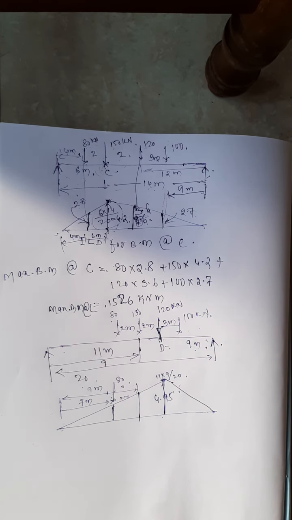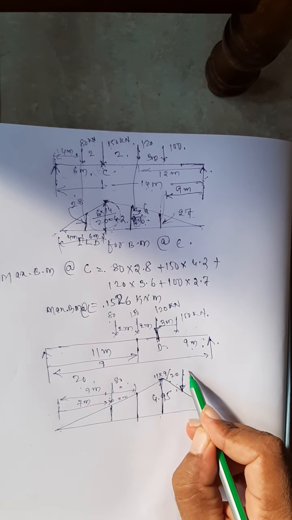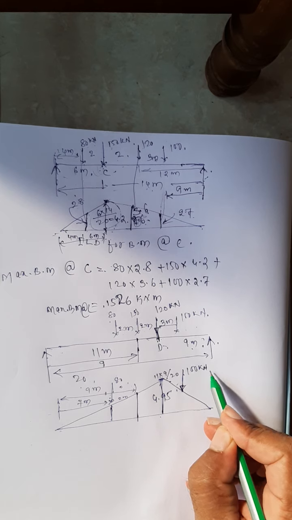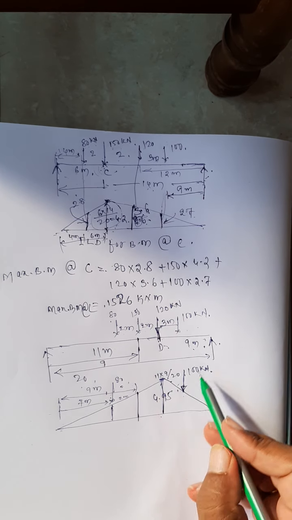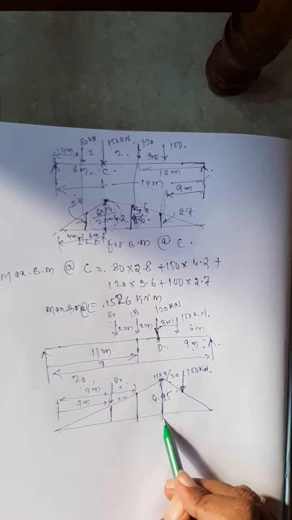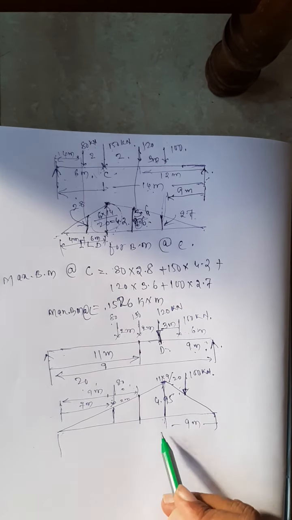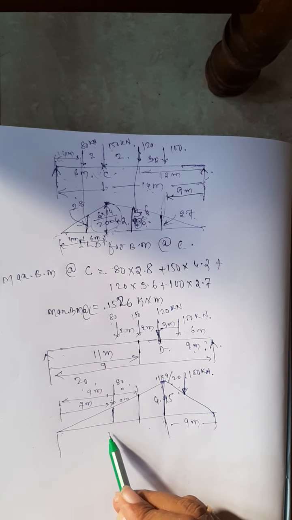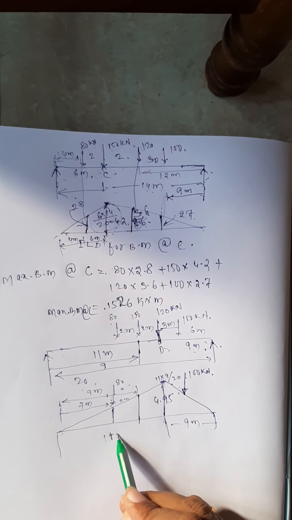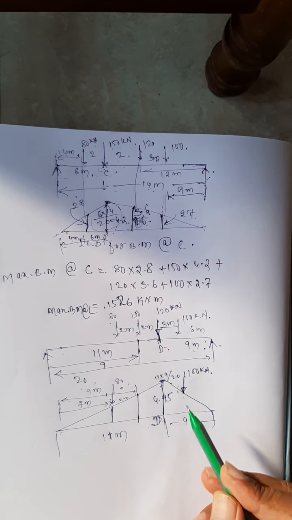Now one more load is 100 kilonewton. Yes, 100 kilonewton is at a distance of 6 meter. Therefore, you got this distance 9 meter and this distance is how much? 11 meter. And you want the maximum bending moment at the point D.